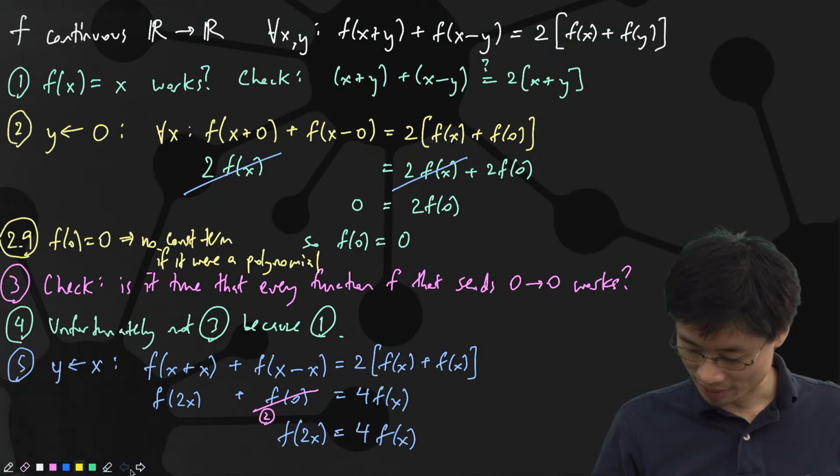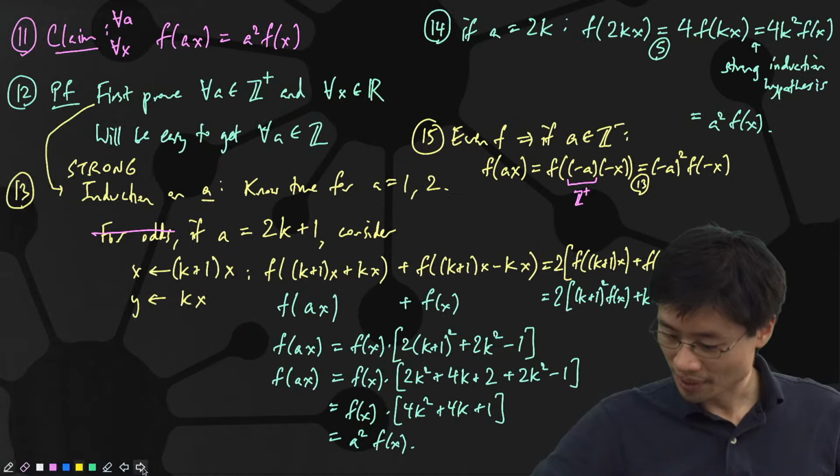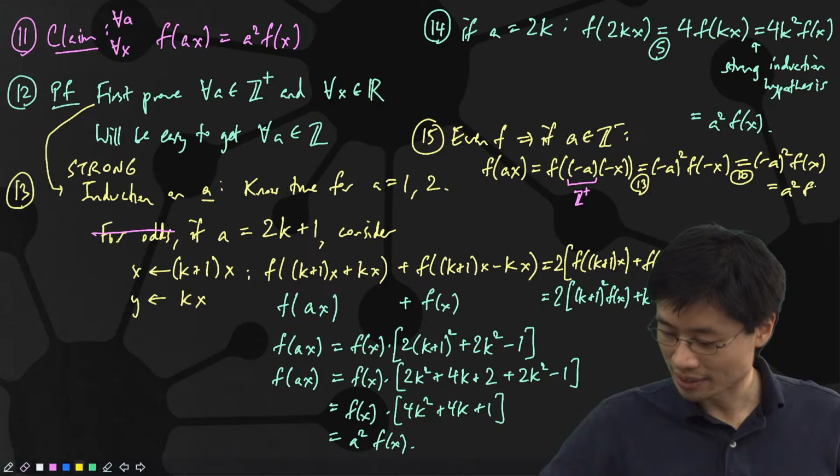Oh, that was 10. Okay, so from number 10, we know that this is minus a squared times f of x, which is just equal to a squared f of x. So now we got that too. Okay?